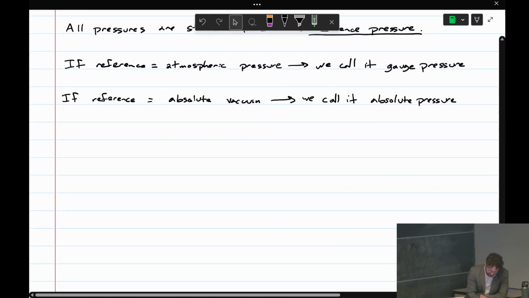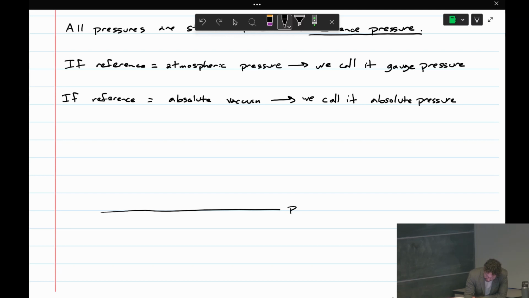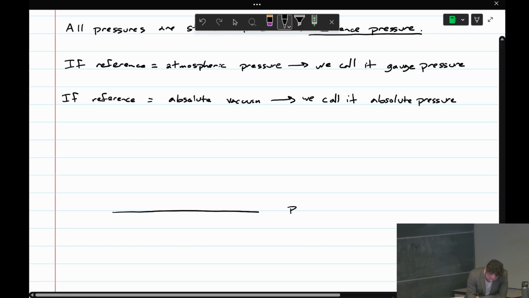I'm going to draw a little schematic here just to clarify this. So say we have, let's say this is a reference. So this is P equals 0. Let me just redraw this. P equals 0. So that would be absolute 0 or absolute vacuum. So that's a complete vacuum. It's actually quite hard to get to this vacuum. Even in space, you usually have some molecules. So that absolute vacuum is pure P equals 0. So that's the absolute lowest pressure that one could ever get to.